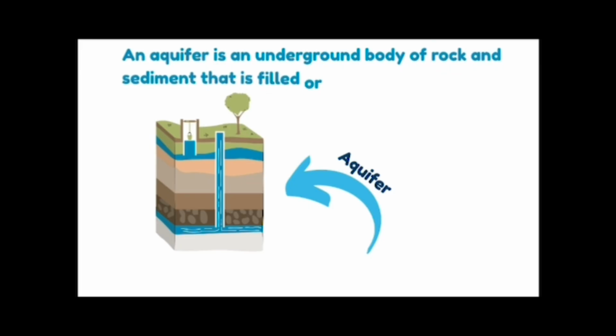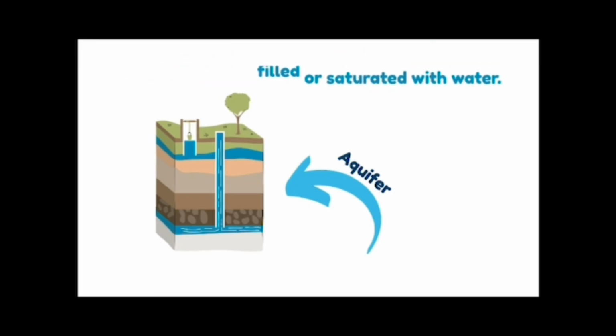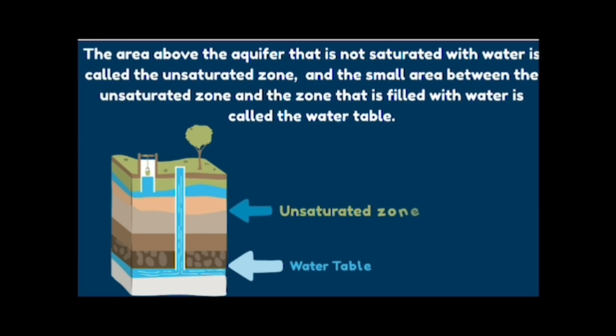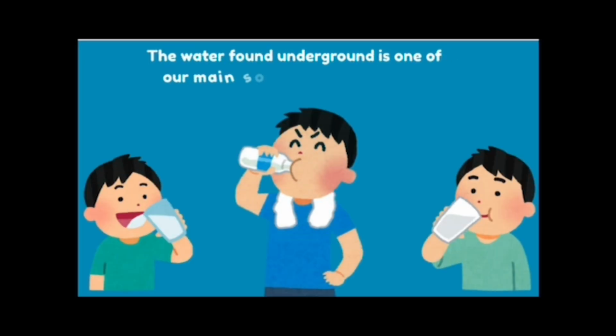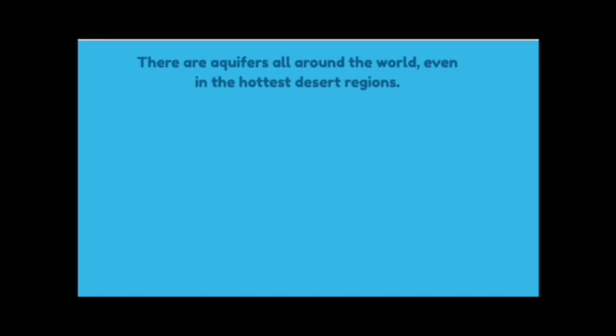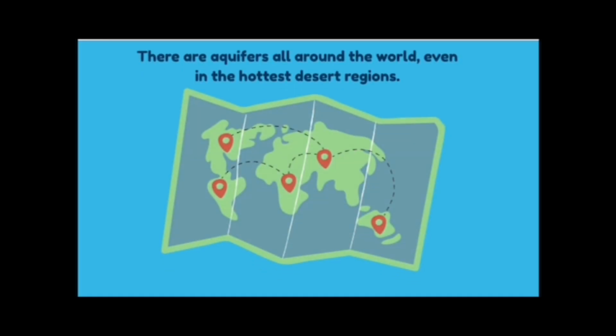An aquifer is an underground body of rock and sediment that is filled or saturated with water. The area above the aquifer that is not saturated with water is called the unsaturated zone, and the small area between the unsaturated zone and the zone that is filled with water is called the water table. The water found underground is one of our main sources of drinking water. There are aquifers all around the world, even in the hottest desert regions.